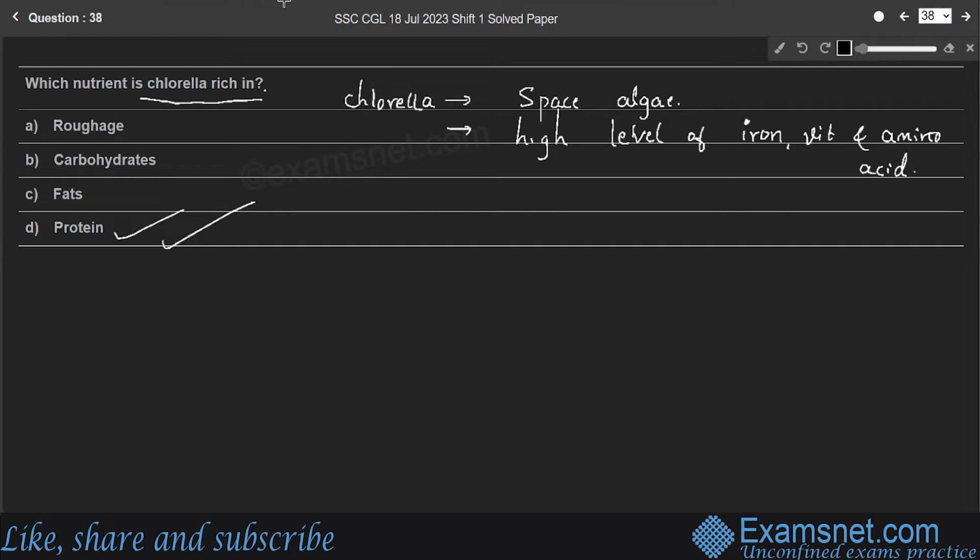Although protein is a necessary macronutrient, not all protein-rich foods are made equal, and you may not require as much as you might believe. So here option C is the right answer.